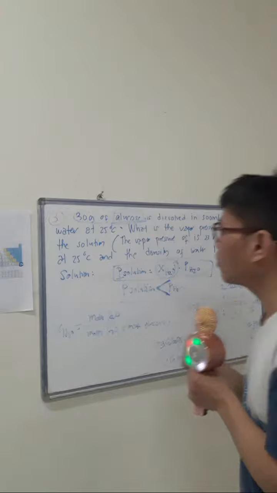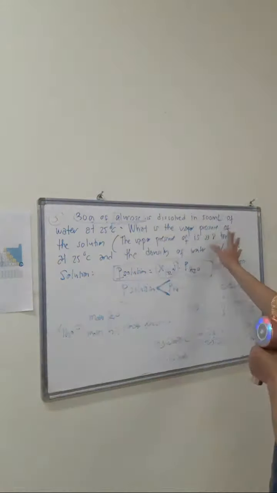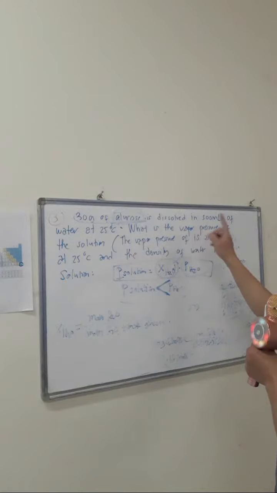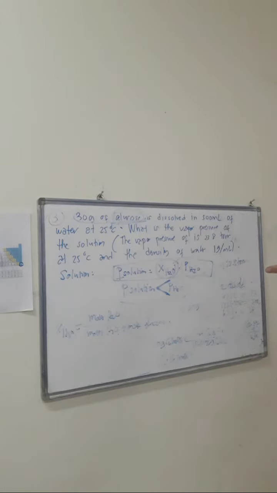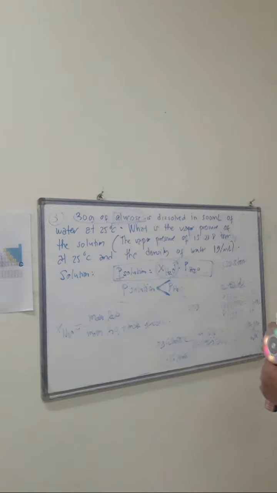So our problem now is the moles of water. We need to take into account the data of water here. Look back to the problem. The vapor pressure of water is 23.8 torr at 25 degrees Celsius, and the density of water is 1 gram per mL.